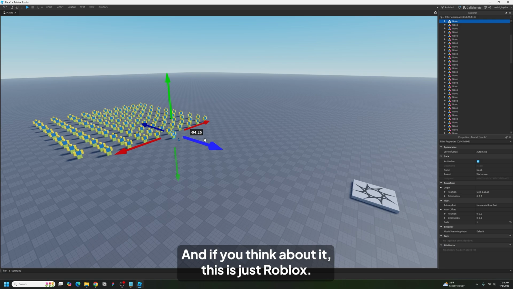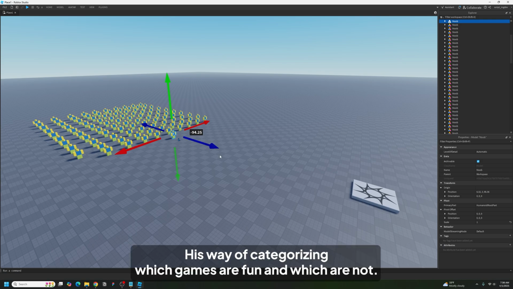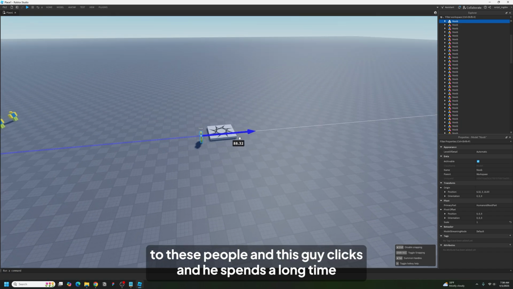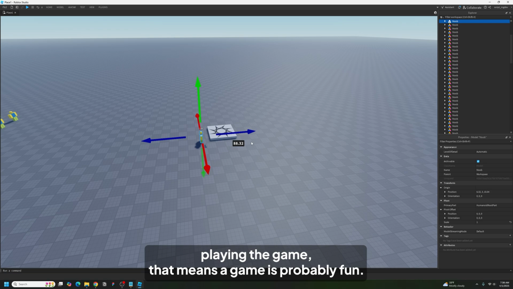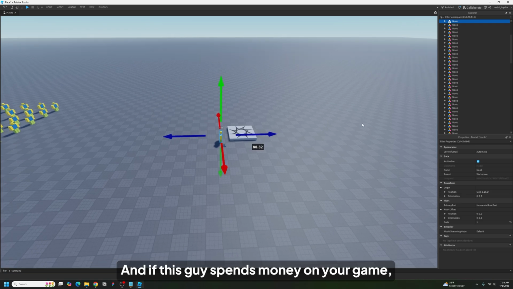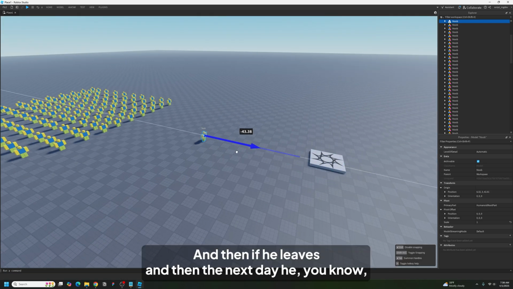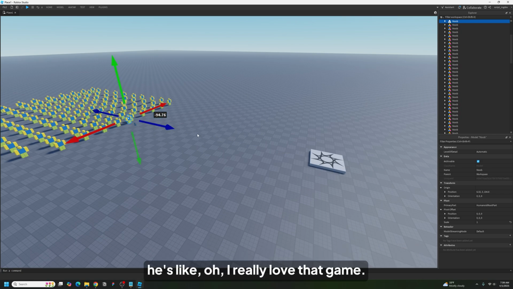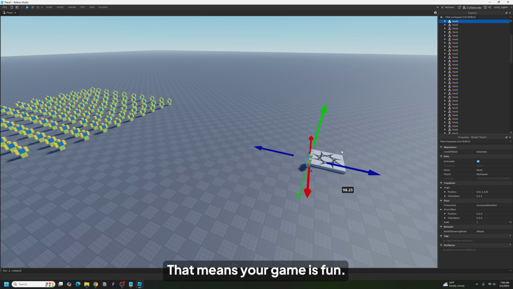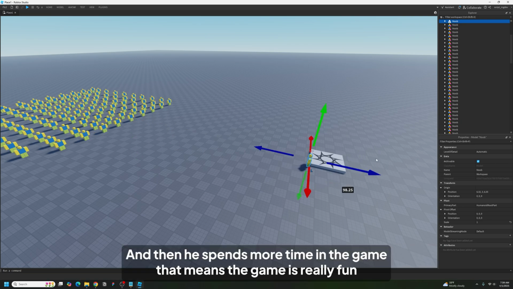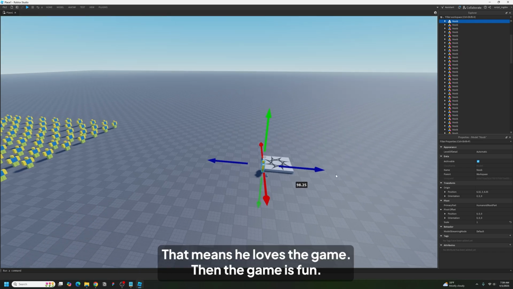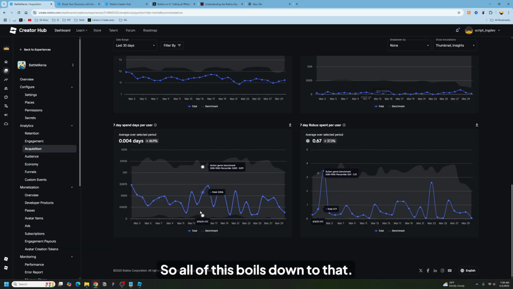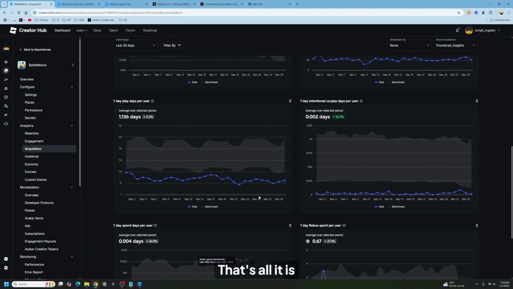If you think about it, this is just Roblox's way of categorizing which games are fun and which are not. If Roblox is showing your game to these people and this guy clicks it and spends a long time playing your game, that means your game is probably fun. And if this guy spends money in your game, that means your game is also probably fun. Then if he leaves, goes to sleep, wakes up the next day and he's like, oh, I really love that game, and then he comes back, that means your game is fun. And then he spends more time in the game, that means your game is really fun. And then he spends more money, that means he loves the game. Then he does it again, and that's what you want. So all of this boils down to that. That's all it is.